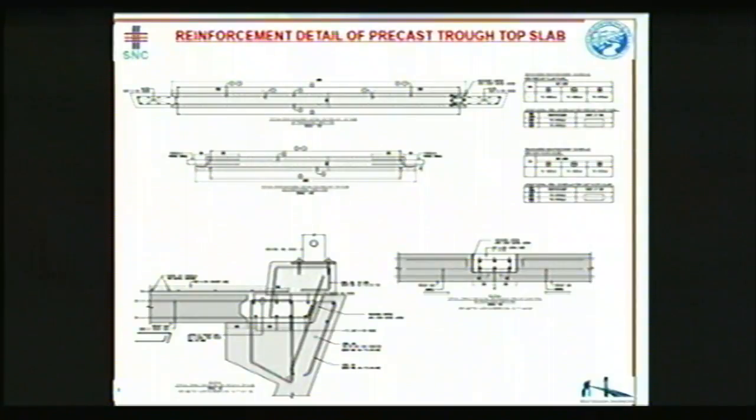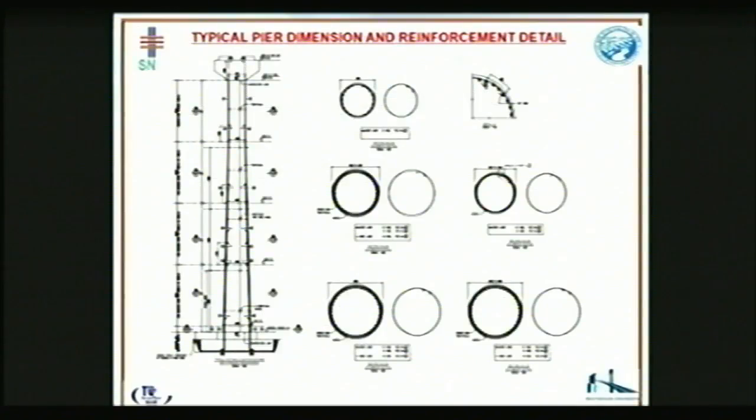And there is a cast in situ stitching done with the trough and the top slab, and that was cast in situ stitching, which was carried out. And this is a typical cross-section of the pier, and it was tapering, and the maximum was 2.4 at the bottom, and the top is 1.2 meter.